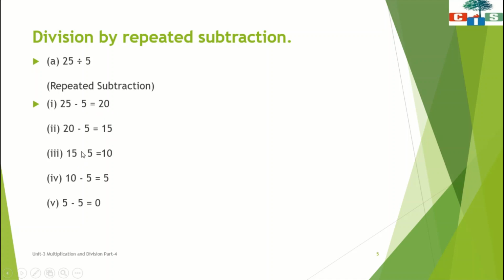15 minus 5 is equal to 10. 10 minus 5 equal to 5. 5 minus 5 equal to 0. See, we got 0 as remainder.